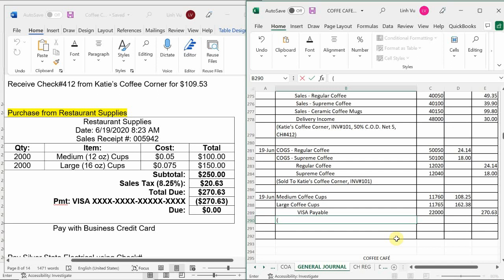Where did I buy these cups from? The sales receipt and from restaurant supplies. Good. Oh, sales receipt. So sales receipt number 005942. And then you can also make a note that you bought 4,000 cups.